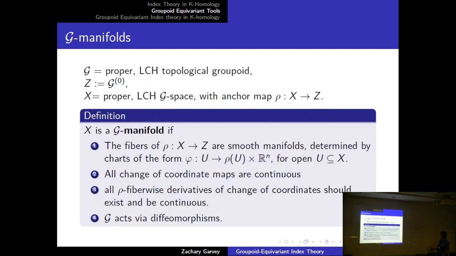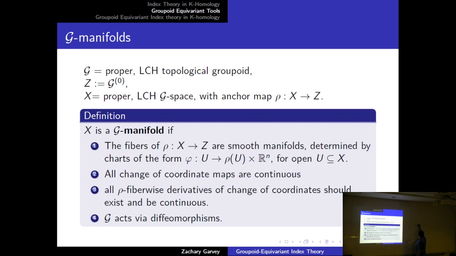All right, so let's talk about G-manifolds. I'm going to assume that G is a proper, locally compact topological groupoid. I think I'm just always going to assume that for the remainder of this talk. Since maybe it's not universally clear what proper means, I'll just define what proper means for a groupoid, because I didn't actually define it in my slides.